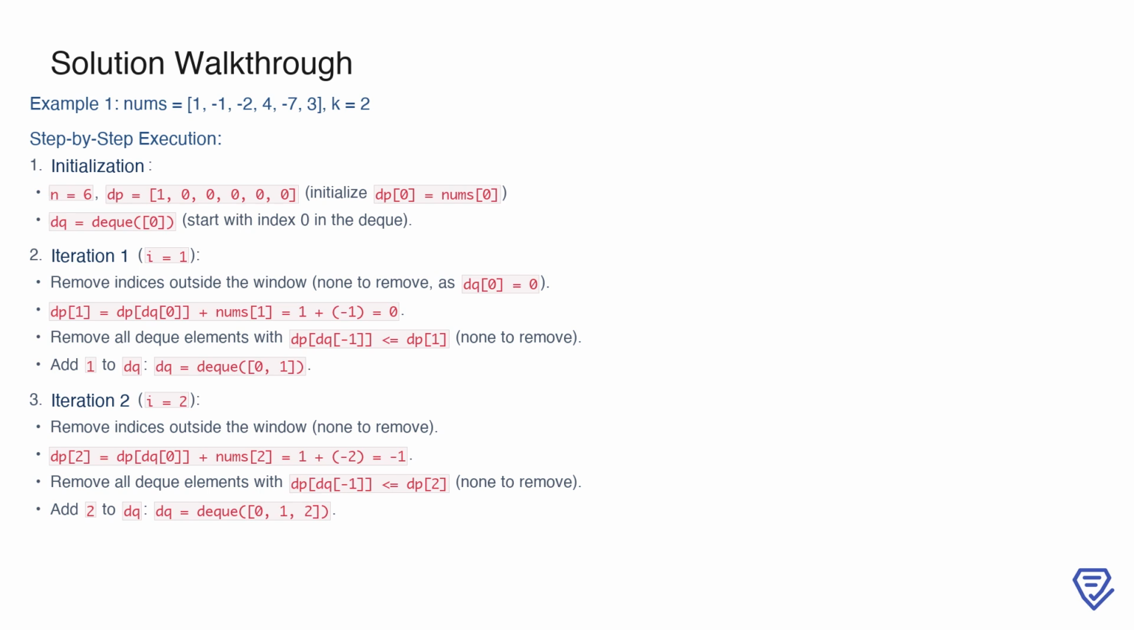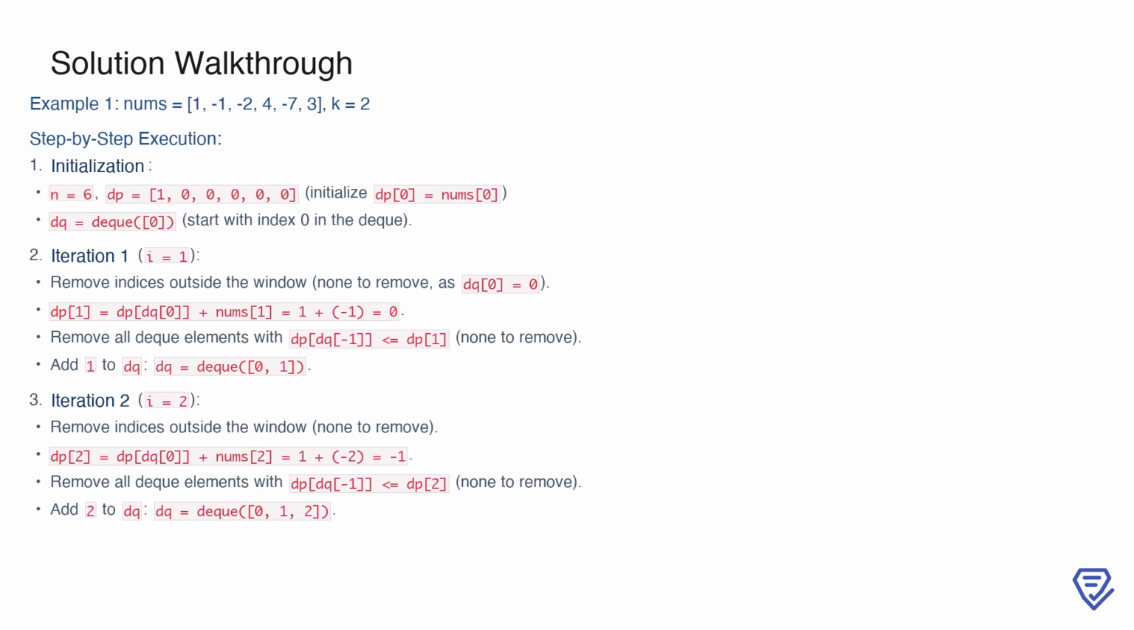Now, in the first iteration for i equals 1, we check if there are any indices in dq that fall outside the current window of size k equals 2. There are none to remove. We then calculate dp[1] as the sum of dp[dq[0]] and nums[1], which gives 1 plus minus 1, equals 0. Since there are no elements in the deque with a dp value less than or equal to dp[1], we simply add index 1 to the deque.